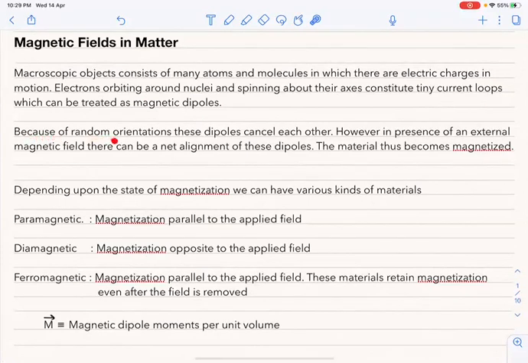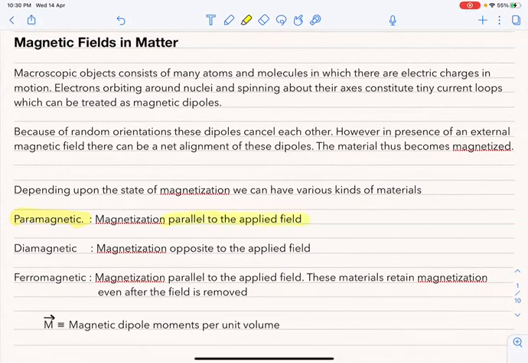In general, there are random orientations. These dipoles will orient in all possible directions, and then they will cancel each other. However, when you apply an external magnetic field, there can be a net alignment of these dipoles, and then we call these materials magnetized. Depending upon the state of magnetization, we can have various kinds of materials. One kind is paramagnetic, where the magnetization is parallel to the applied field.